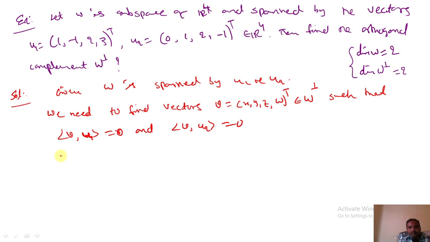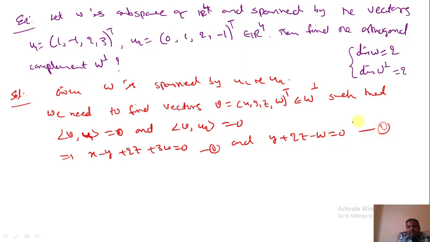What does that mean? v comma u1: v is this one, u1 is this one. Now the dot product, the inner product, is x minus y plus 2z plus w equal to 0. Taking v with u2, x plus y plus 2z minus w equal to 0. Now solve these two equations. You can use any method, but with two equations it is better to add them. Adding 1 plus 2.